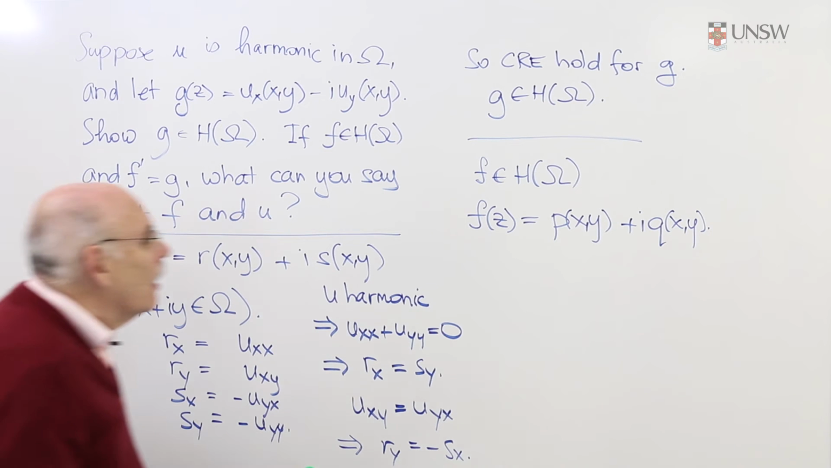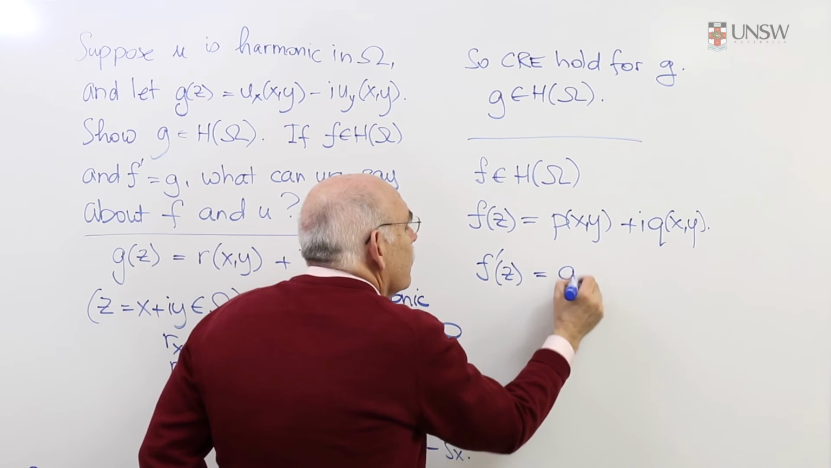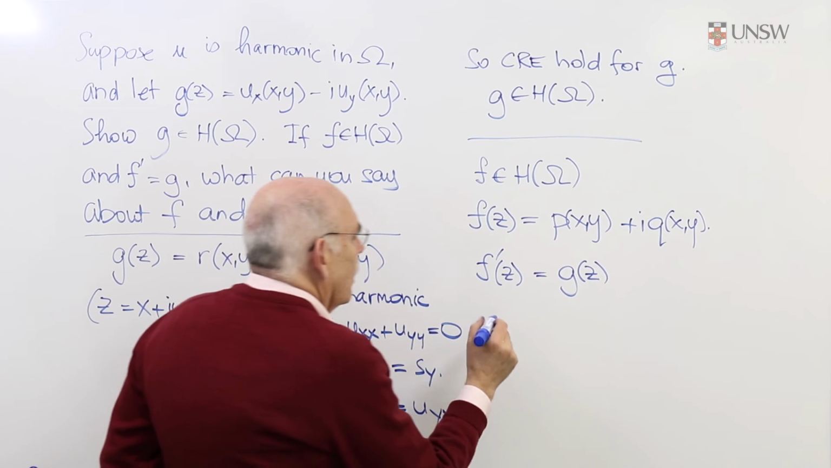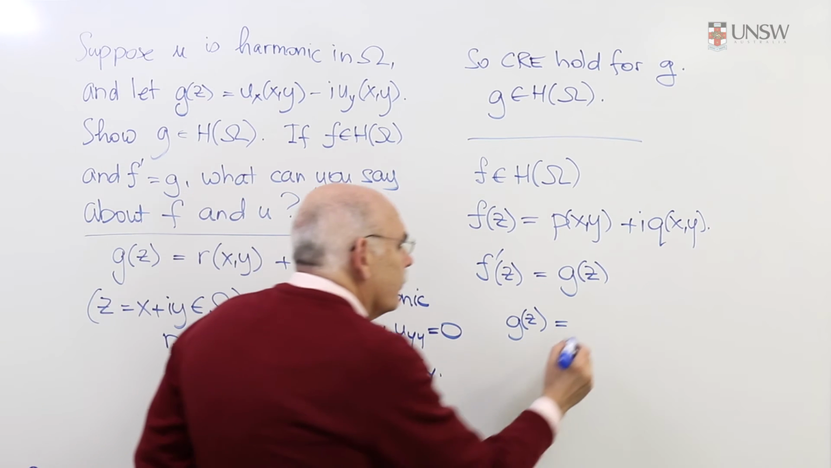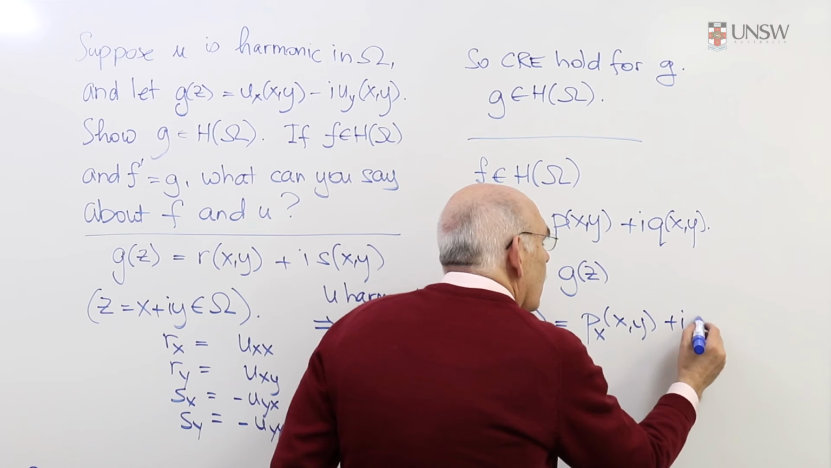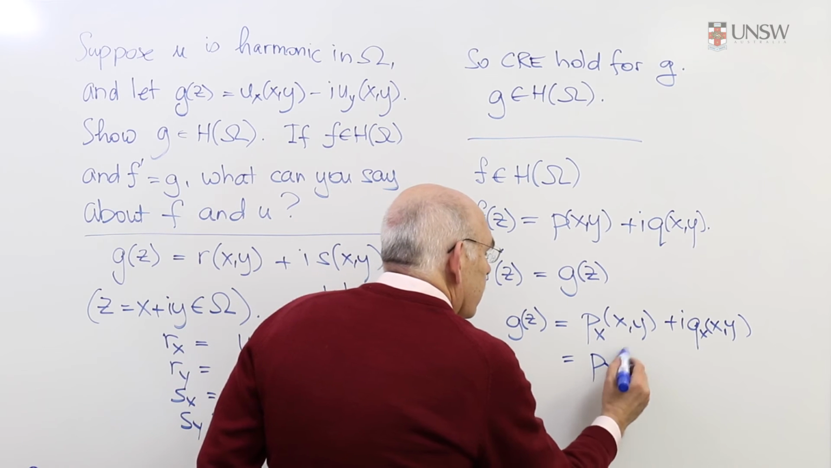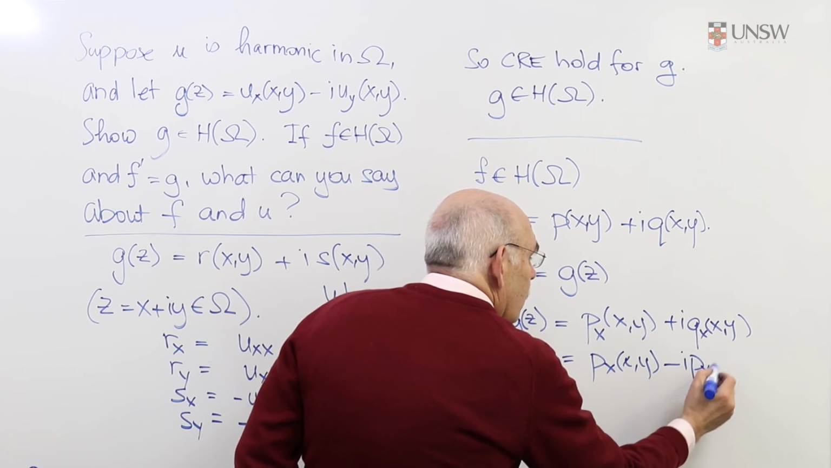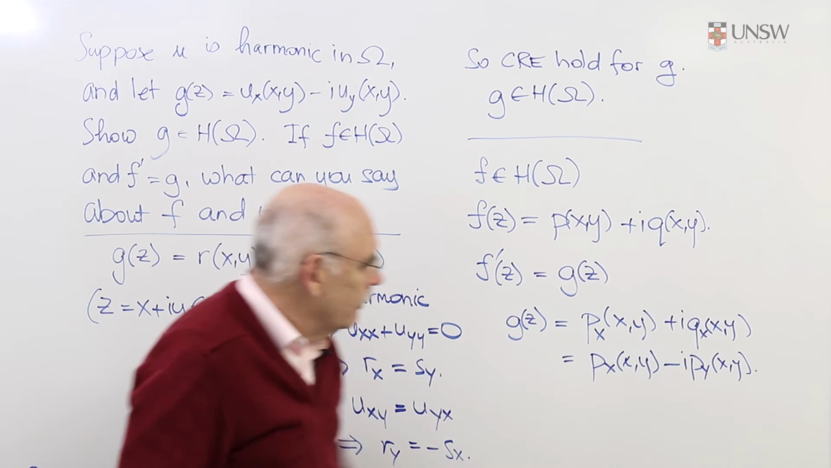Now, according to the Cauchy-Riemann equations, when we write down f prime of z is equal to g of z, that means that g of z is equal to p with a partial derivative with respect to x at (x,y), plus i times q partial derivative with respect to x at (x,y), which is the same thing as p_x of (x,y) minus i times p_y of (x,y), because the Cauchy-Riemann equations hold for p and q, so q_x is equal to minus p_y.